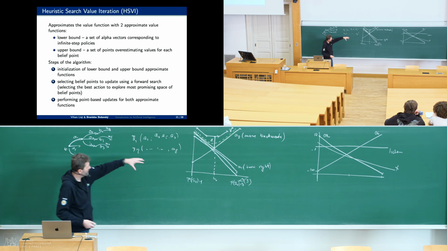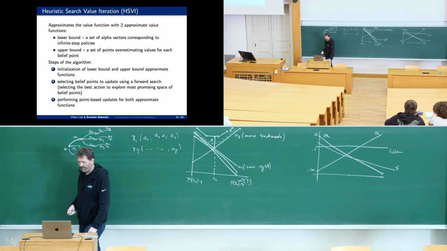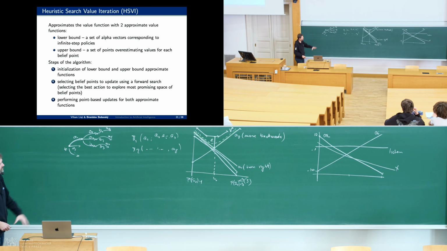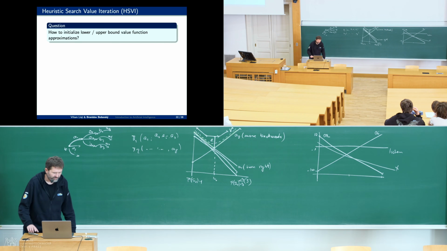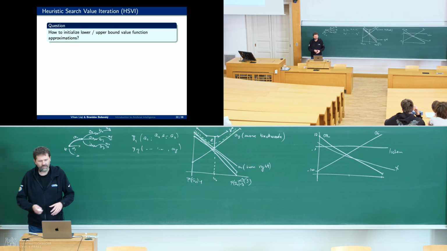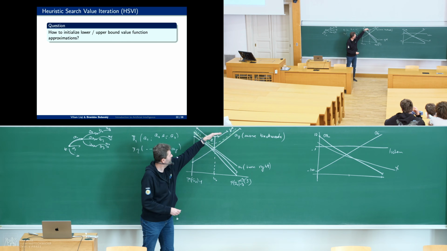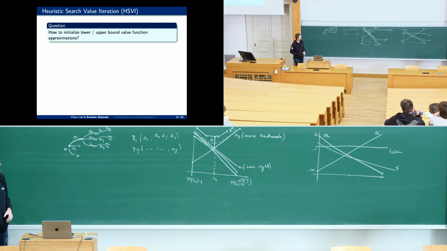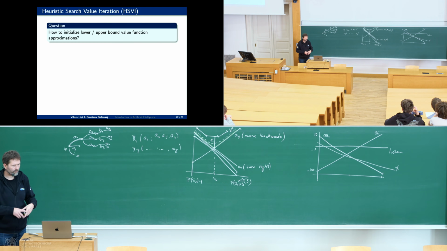So in this way, when we are doing the updates for both of these approximate functions, you will see that we can get these functions closer together, and basically approximate the optimal solution. What is very interesting to discuss is that we need somehow to start with these approximations, because we need to initialize these approximate upper bounds and lower bounds.